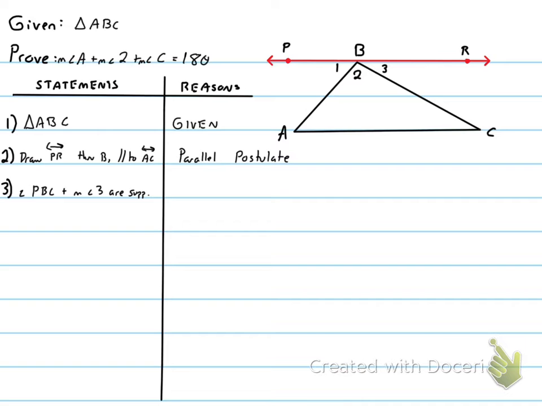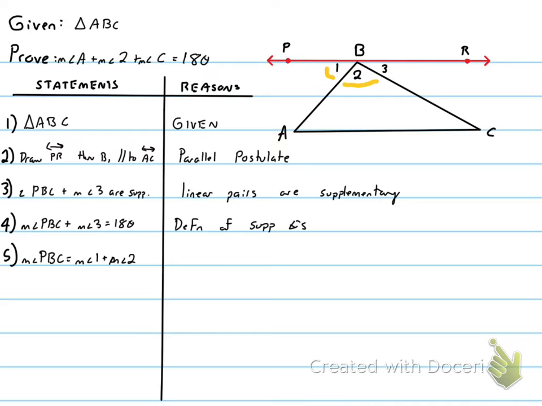Next, I'm going to look at this and say that angle PBC and angle 3 are supplementary. And if I kind of highlight those angles, I can see that they form a straight line. So my reasoning there is that linear pairs are supplementary. Remember, a linear pair are two angles that make a straight line. And we know that supplementary angles add up to 180 degrees. So from here I can say that the measure of angle PBC and the measure of angle 3 add up to 180. Why? That's the definition of supplementary angles.